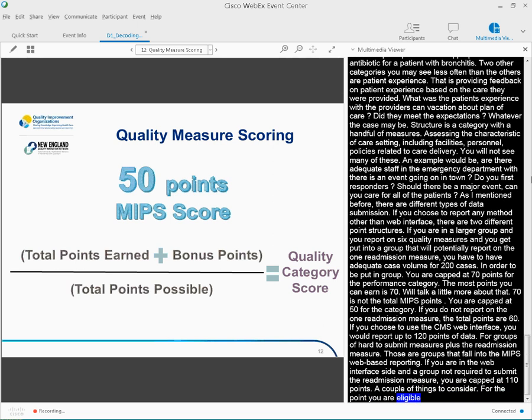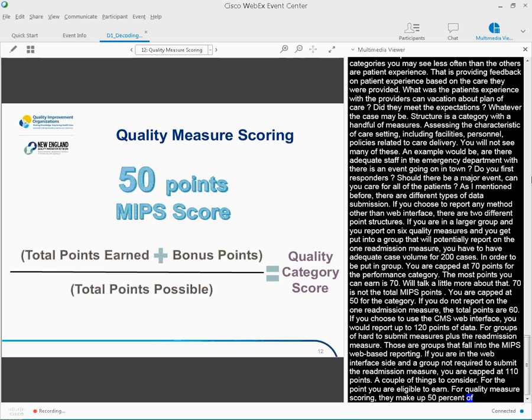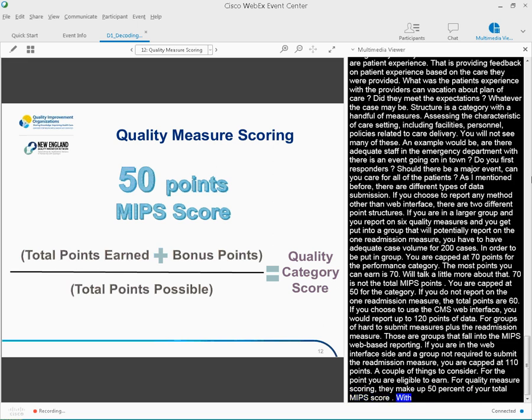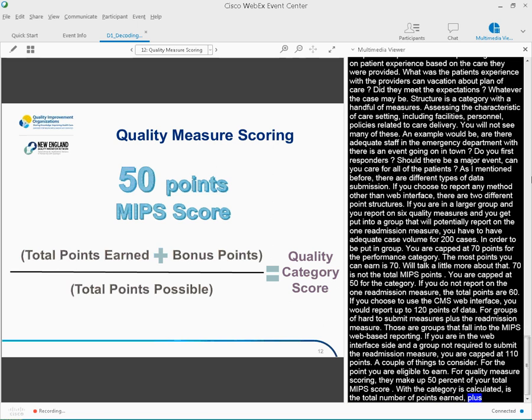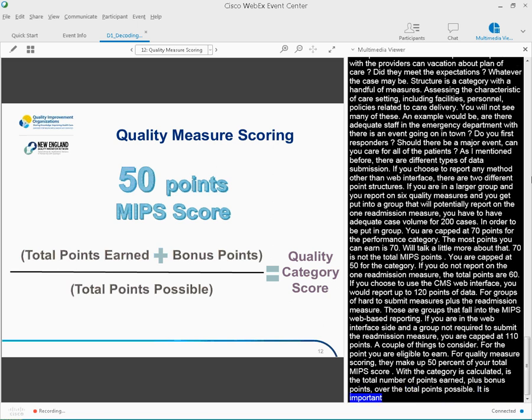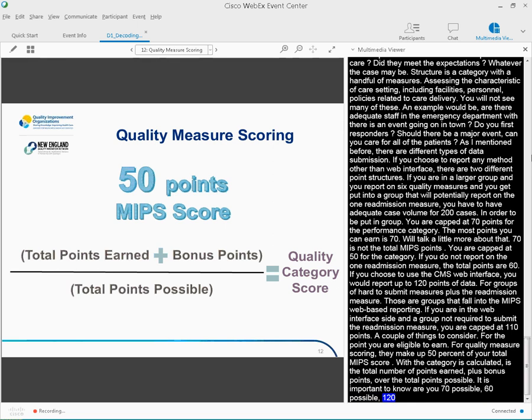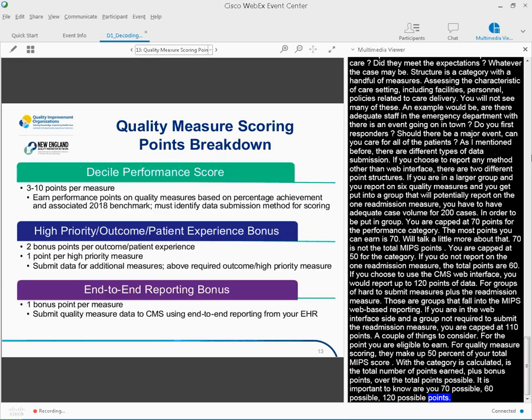So for quality measure scoring, again, quality measures make up 50% of the total MIPS score. The way the category is calculated is the total number of points that are earned plus any bonus points that you earn over those total possible points. So that's why it's really important to know, are you in the 70 possible points, the 60 possible points, the 120 possible points? And that calculated out equals your total quality category score.